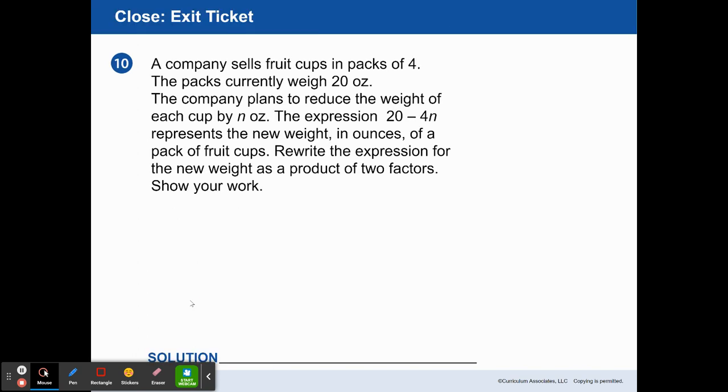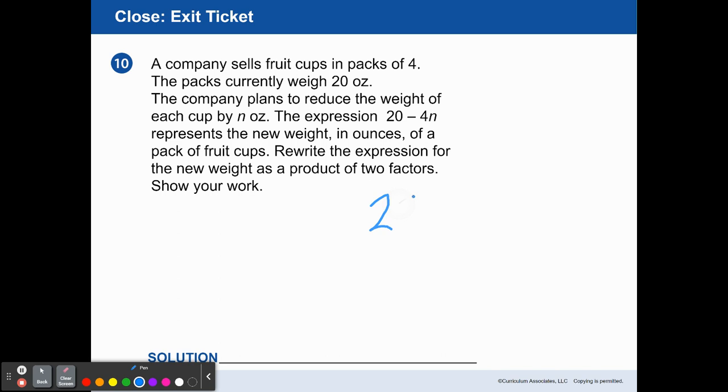And then the last problem for this session. A company sells fruit cups in packs of 4. The packs currently weigh 20 ounces. The company plans to reduce the weight of each cup by N ounces. The expression 20 minus 4N represents the new weight in ounces of a pack of fruit cups. So you didn't have to come up with the expression. They've got it there for you. What you do need to do is rewrite the expression for the new weight as a product of 2 factors. Show your work.